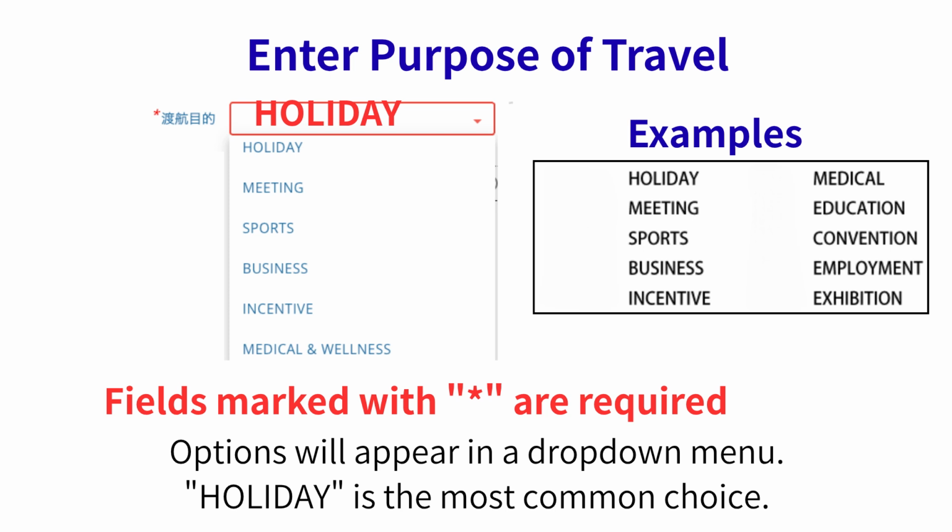If you are traveling for leisure or tourism, select Holiday as your purpose of travel. This field also has an asterisk, so it is required. Open the drop-down menu and choose the option that matches your purpose. In most cases, Holiday is appropriate. If you are traveling for business, select Business. If it's for medical reasons, choose Medical.